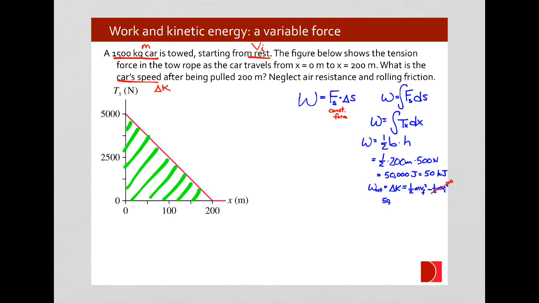Here we have 50,000 joules of work that's being done. That energy is being transferred to the car. It's going to show up in the car's kinetic energy. And so we can find the velocity that the car must have. And we find that the velocity must be 8.16 meters per second, or really 8.2 meters per second.